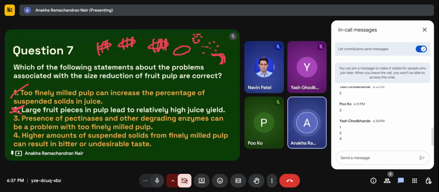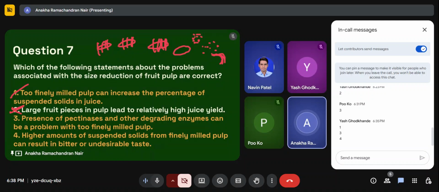So any doubt in this question? All right, I'm not seeing any doubts, so maybe I'll move on. Let's move on to question number 8.